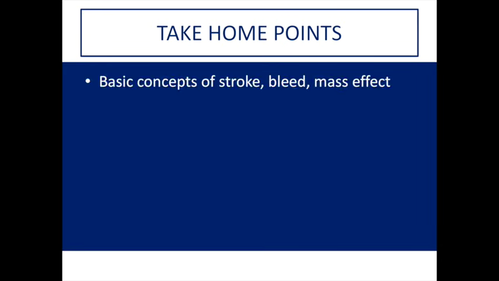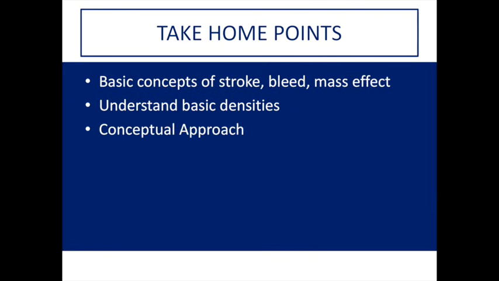Know your basic concepts of stroke, bleed, and mass effect. They were introduced here. Know them well, and always look for those three things on CT head. Number 2, understand the basic densities. You don't need to know the numbers, just know that CSF is basically water, gray matter is slightly denser than white matter, and clotted blood is denser than everything else in the brain. If you understand the densities of the different ages of blood, it can really help you interpret scans accurately.